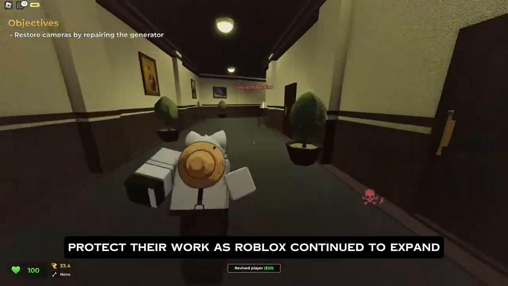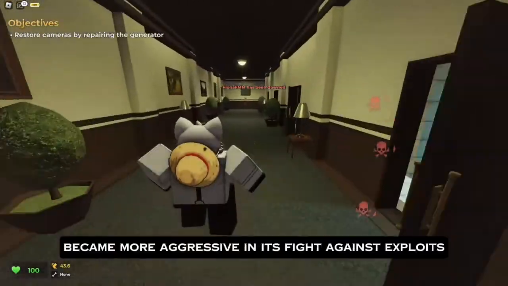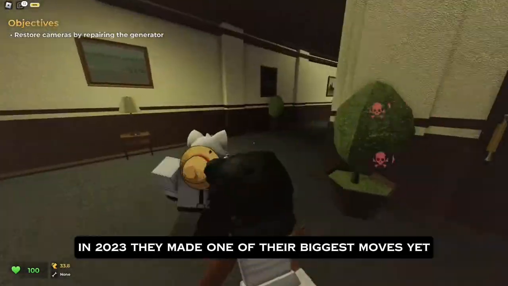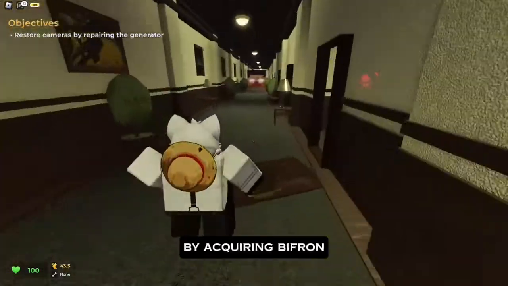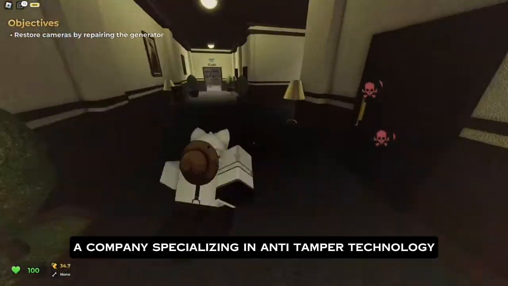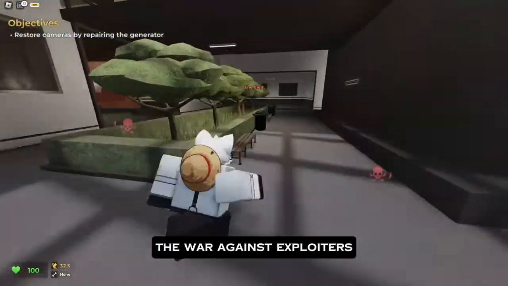As Roblox continued to expand, the company became more aggressive in its fight against exploits. In 2023, they made one of their biggest moves yet by acquiring Bifron, a company specializing in anti-tamper technology. This marked a major turning point in the war against exploiters.